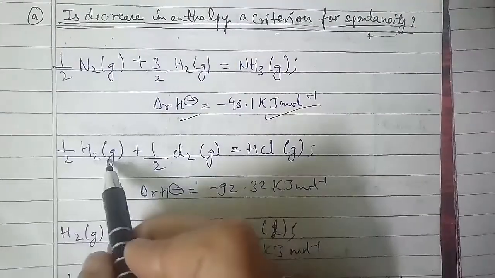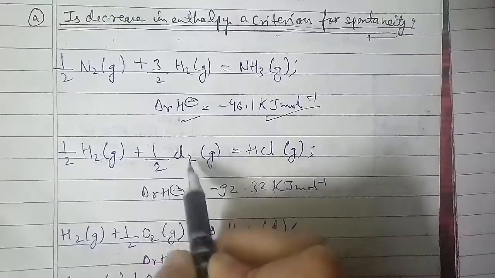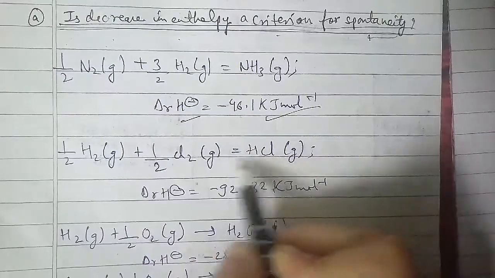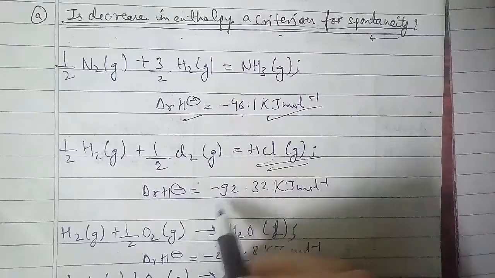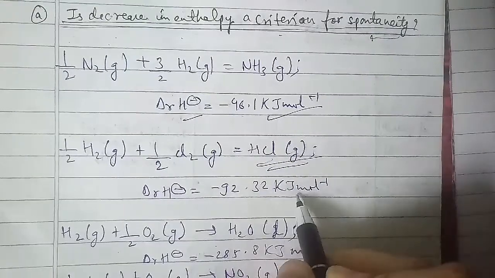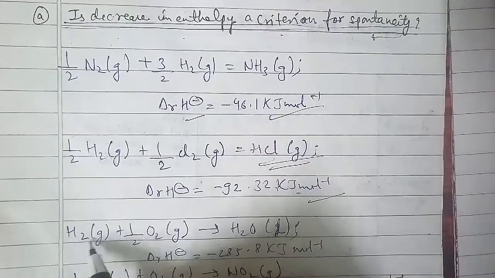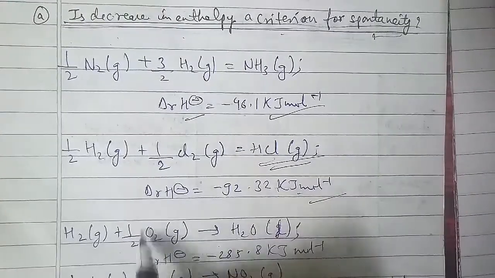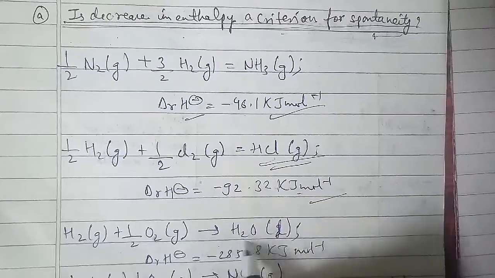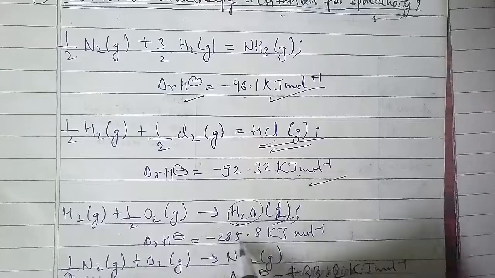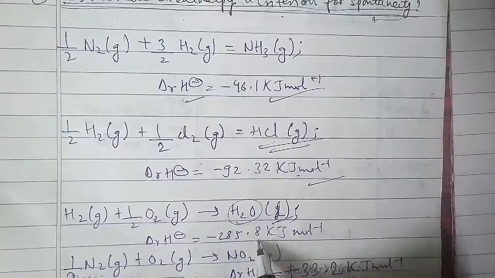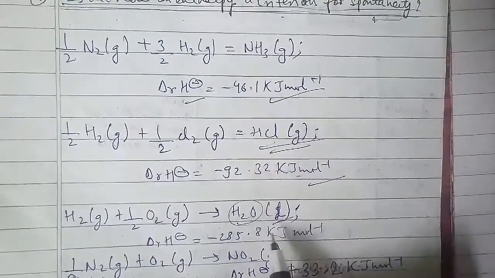So now let us examine the following reaction: half N2 gas plus O2 gas gives NO2 gas, with delta R of H of plus 32.2 kilojoule mole inverse. With regard to this, we'll discuss the enthalpy diagram for the exothermic reaction as well as for the endothermic reaction. Before that, we'll study one reaction related to graphite, which is a form of carbon.